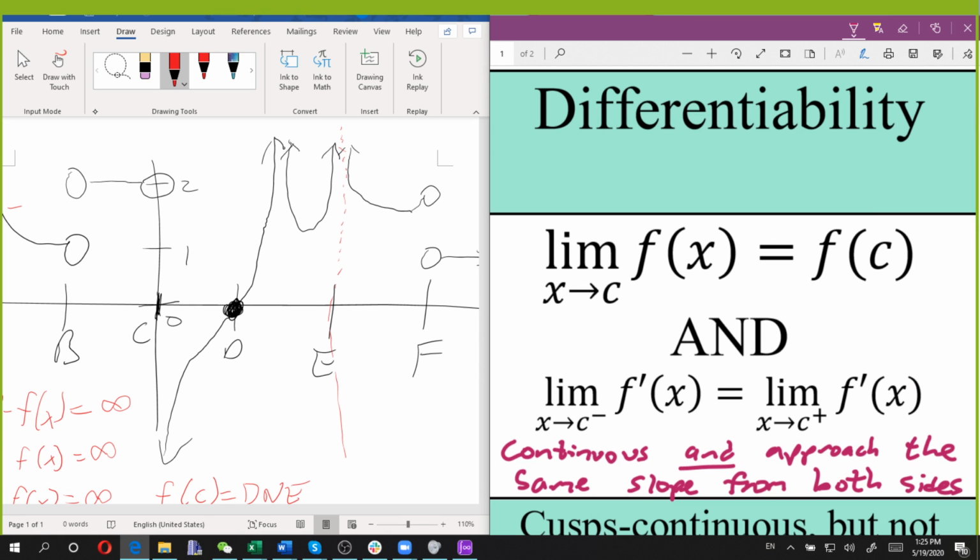Okay, Kenichi, at point D, are we differentiable? Yes. Yes, you're right. We're differentiable because we are continuous, and our slope from the left and the right is both approaching the same value. Yes. Awesome. Yeah, just erased our line. There we go. Okay, any questions on differentiability?